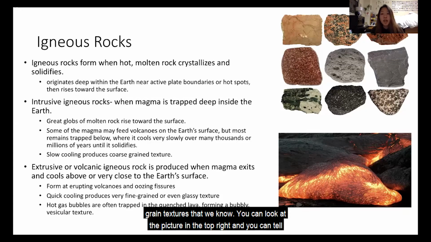You can look at the picture on the top right and you can tell which ones are the coarse grains and which ones are the fine grains. So the fine-grained rocks are extrusive igneous rocks. The magma, which is called lava when molten rock erupts on the surface, cools and solidifies almost instantly when it's exposed to the cool temperatures of the atmosphere. This quick cooling means that mineral crystals don't have much time to grow, so these rocks have a very fine-grained or even glassy texture. Sometimes hot gas bubbles are trapped inside the lava, which forms a bubbly, vesicular texture. You may know pumice, which is a type of igneous rock, and has lots of bubbles inside.